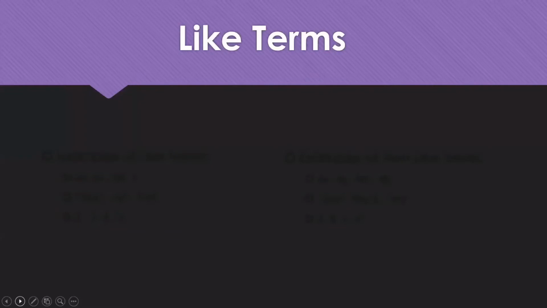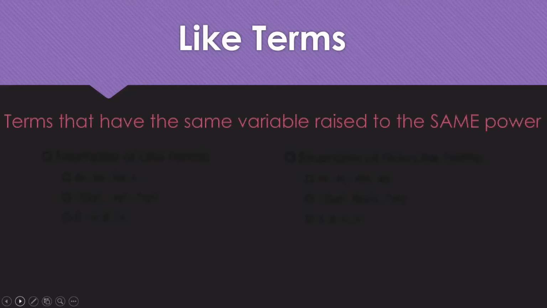Like terms. Well, what are like terms? We talked about what terms were in our first video, meaning terms are separated by plus or minus signs. Well, like terms are terms that have the same variable raised to the same power. So whatever variable's there, its exponent basically has to be the same. So let's look at some like terms. You have 4x, 3x, negative 8x, and x. Each one of those has an x in them, and all the x's have an exponent of 1.